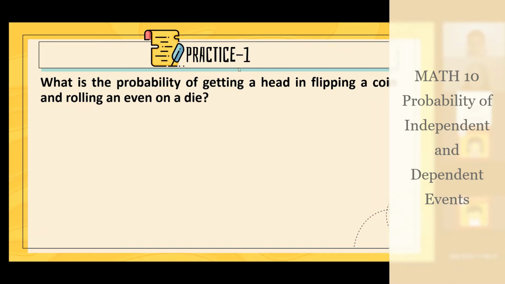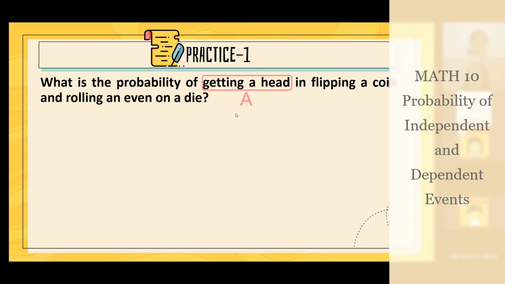Okay, what's the answer now? Either you tell us now or write in the chat box. So they have answers here. 0.25, 1/4, 3/6. Okay. 1/4, majority 1/4, or 0.25 in decimal. So let's see.